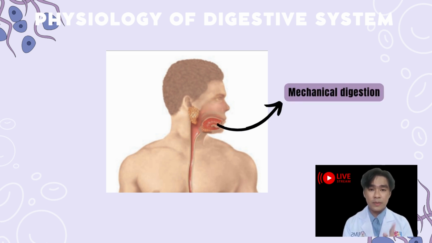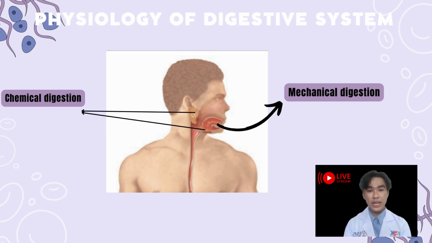So first we have the mouth. The mouth is important for mechanical digestion. So what is mechanical digestion? It is actually chewing of the food. Chewing of the food will break it down into smaller particles. Next, we have the salivary glands. Salivary glands are important for chemical digestion. They will secrete saliva that contains enzymes that will initiate the breakdown of carbohydrates.